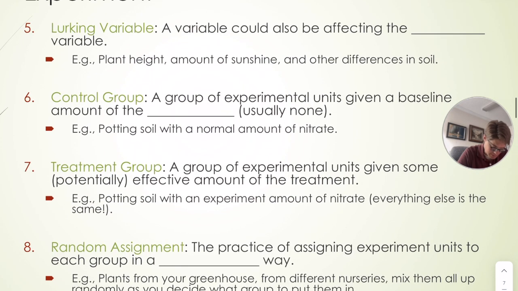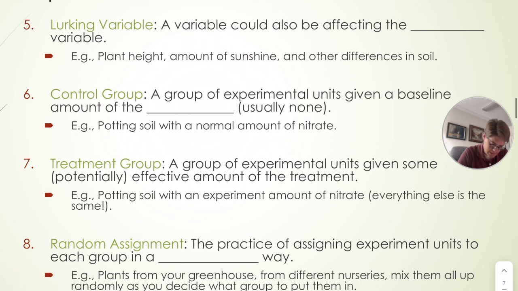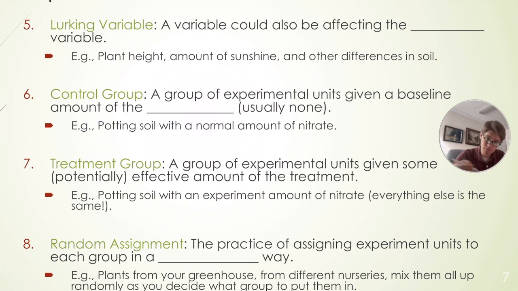All right, there are something called lurking variables. These are variables that may also affect the response variable. So these are things that we want to try and control for and account for. For instance, if the response variable is the plant height, well, the amount of sunshine that they get may also affect that, or the difference in the soil even beyond the nitrate amount. All those may affect it, and they need to be controlled for.